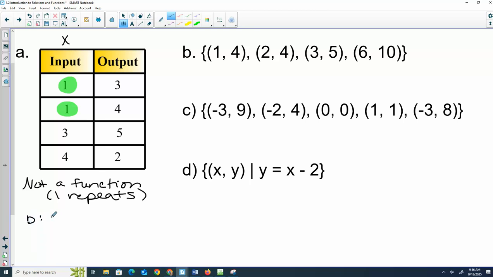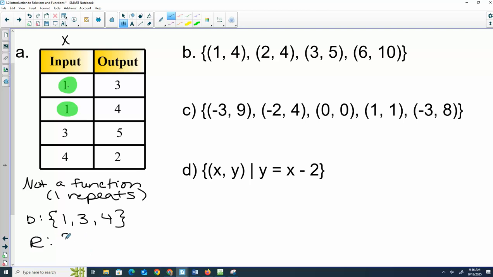What would my domain be? Domain is your x's. So the only inputs we had were 1, 3, and 4. Even though the 1 showed up twice, I don't have to list it twice. I wouldn't be able to do an inequality here or an interval. It's just those 3 numbers, so we just list them.